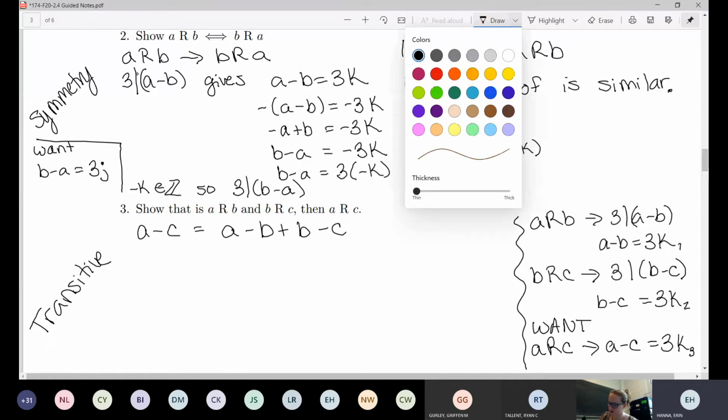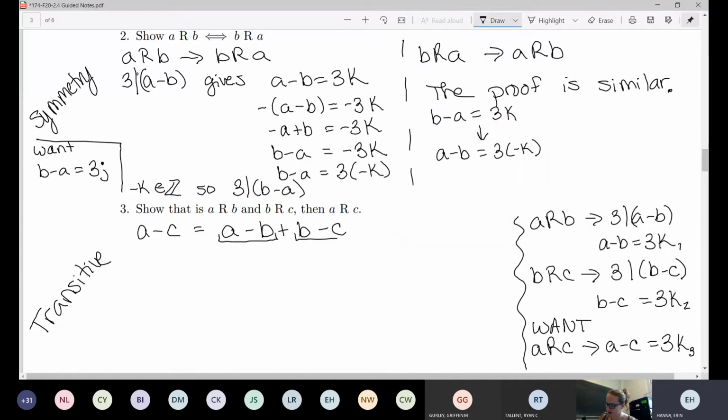And what that allows me to do is I now have A minus B and I have B minus C, which is what I have to work with, what I was given. So now I can replace that A minus B and that B minus C with their 3 times something pieces from the fact that we had the divides relationship.